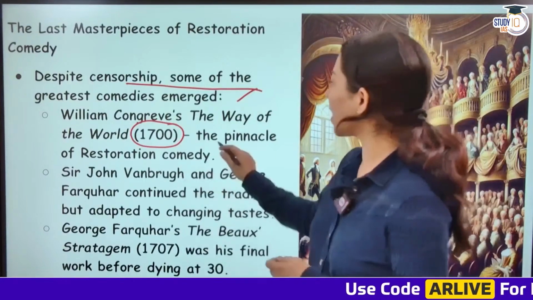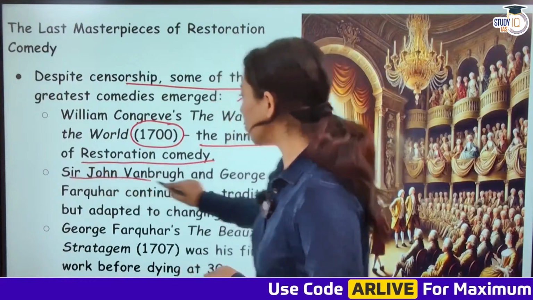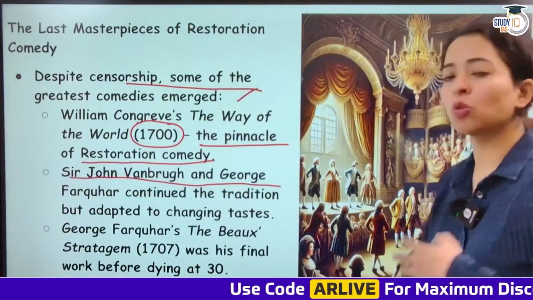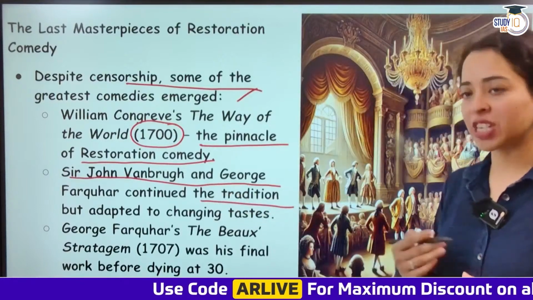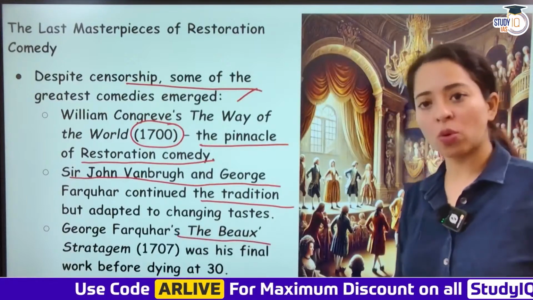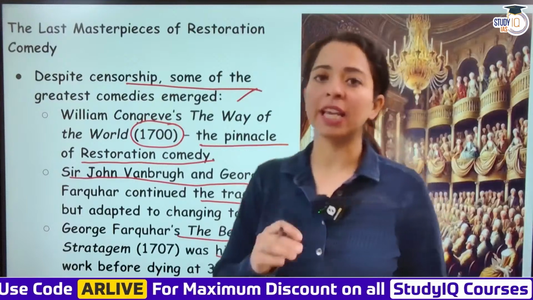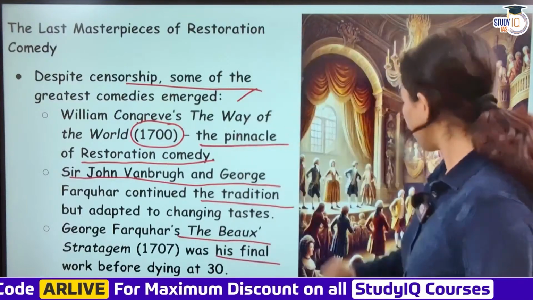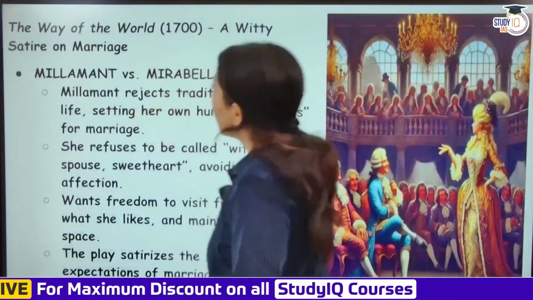So इसमें क्या होता है कि the pinnacle of Restoration comedy, Sir John Vanbrugh and George Farquhar, ये दो अलग playwrights थे. They continued the tradition but adapted to changing tastes. And George Farquhar का The Beaux' Stratagem, 1707, was his final work before dying at the age of 30. Okay, so this became an important one. Then you have The Way of the World.